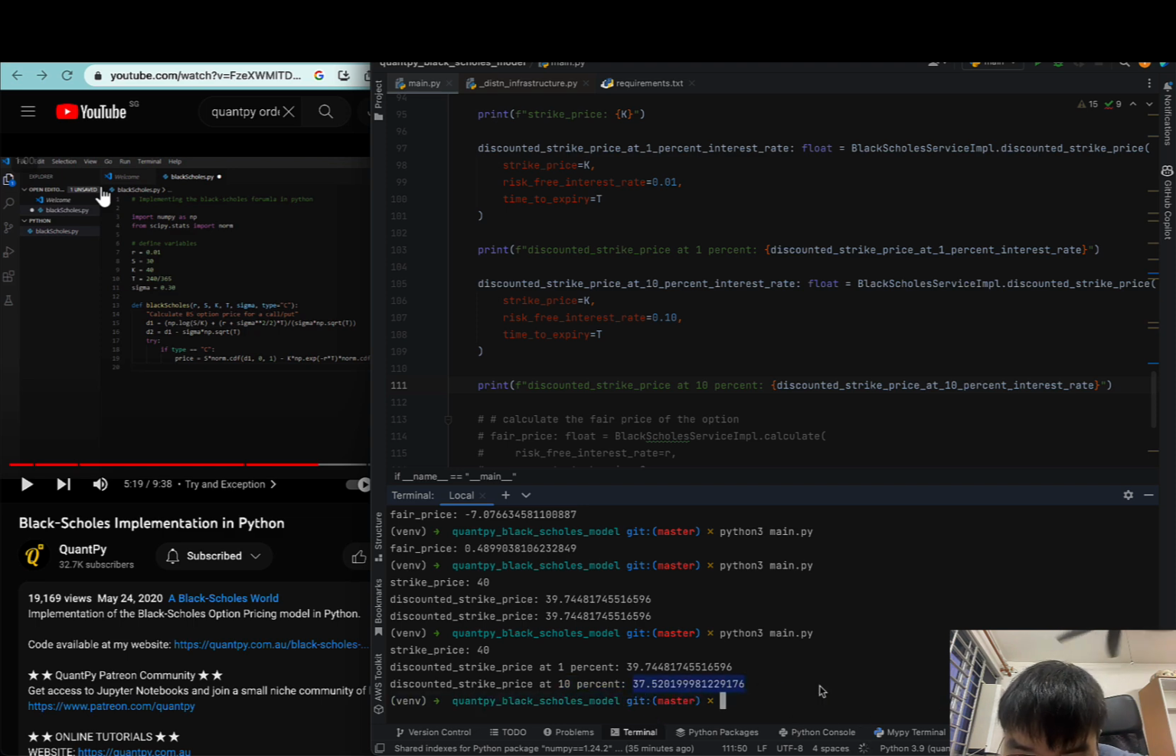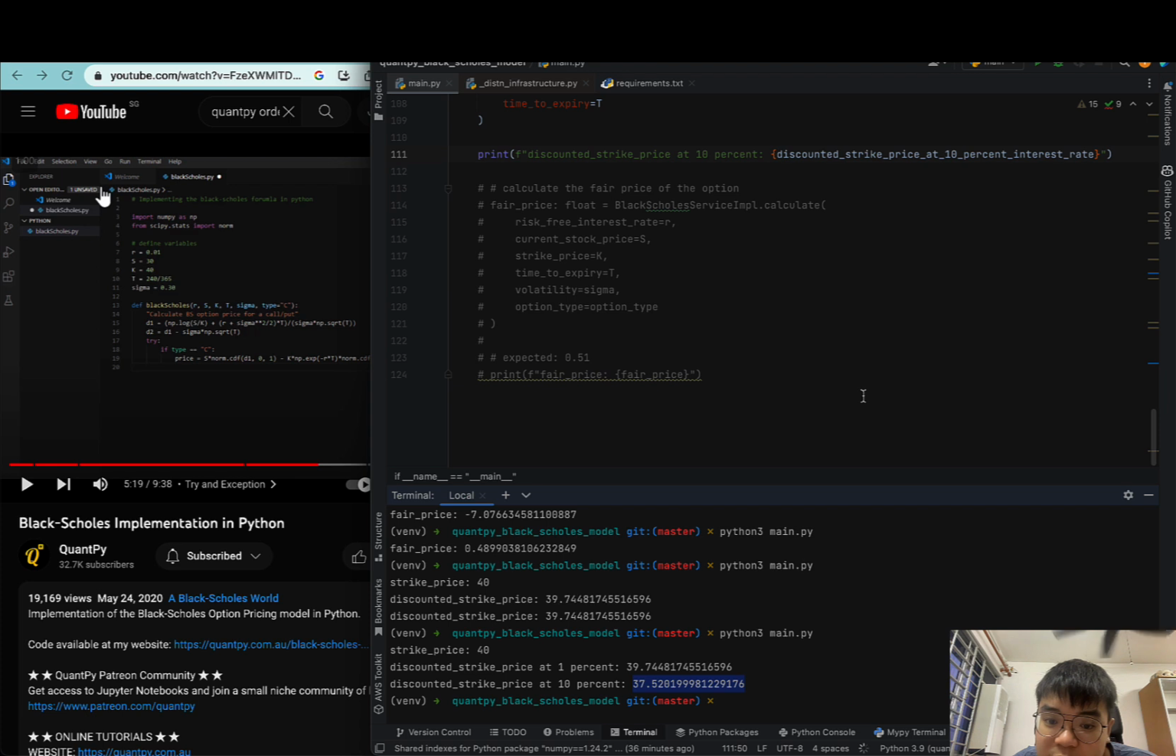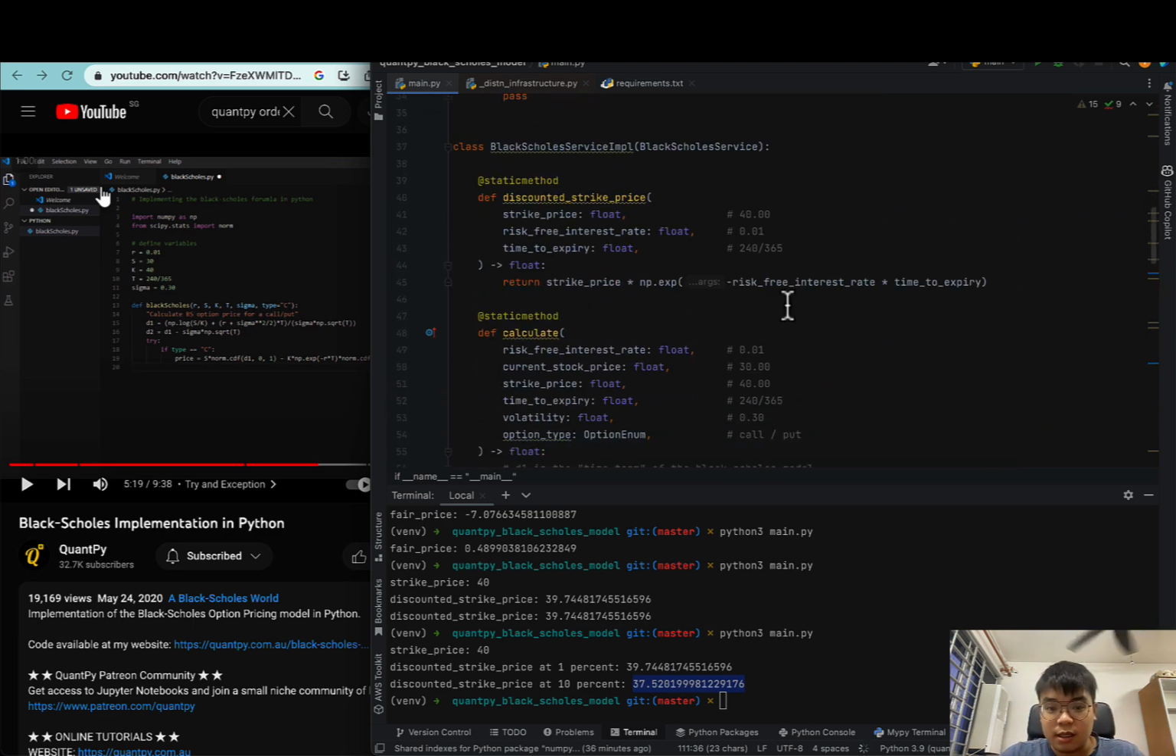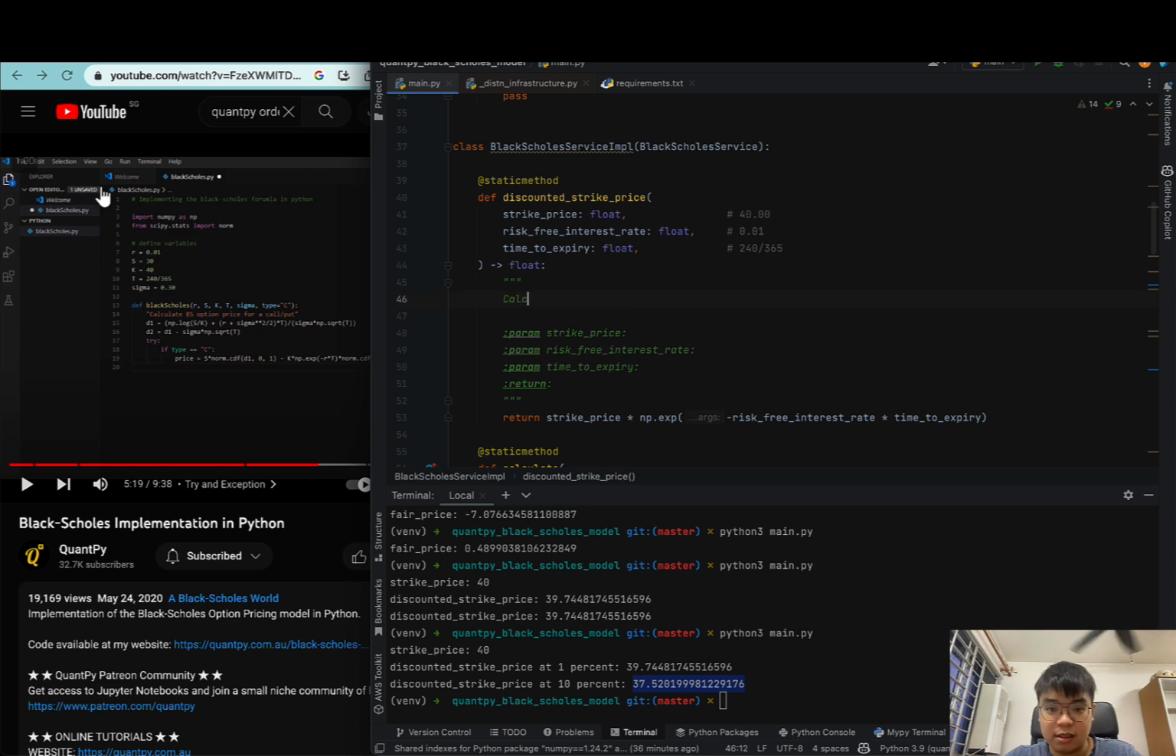And that makes sense because if the risk-free interest rate is higher, then it's cheaper to exercise this call option here. I mean, it's easier to exercise it, so that's why it's lower. Okay, let's see. Calculates the discounted strike price given interest rate and time to expiry.